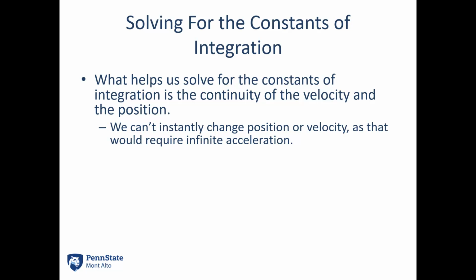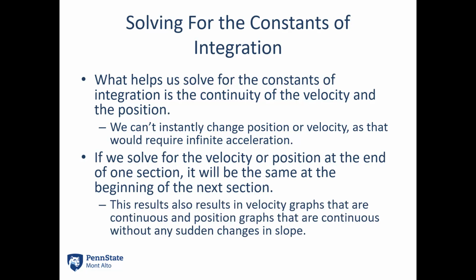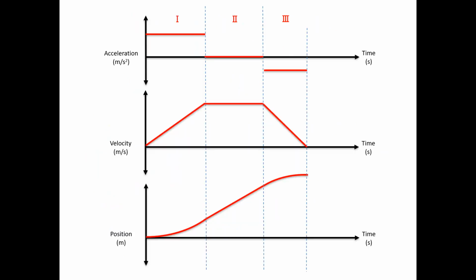Additionally, the position is going to be a smooth transition, because a continuous change in velocity means I can't have a sudden change in slope for the position. So if we solve for the velocity or position at the end of one section, it's going to be the same as the beginning of the next section. And this is what it's going to look like with all of that.